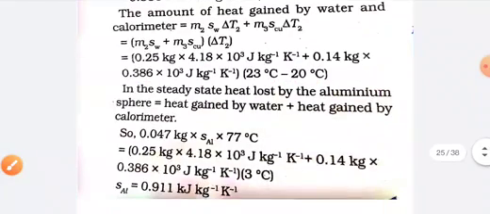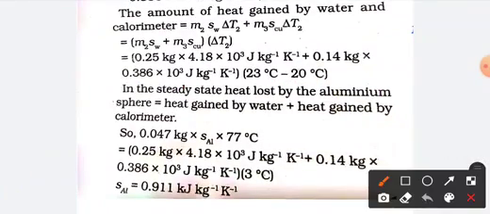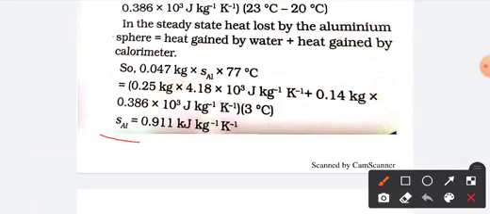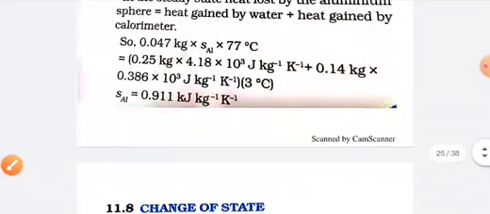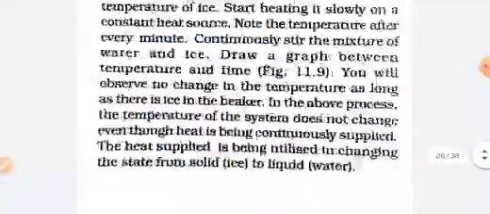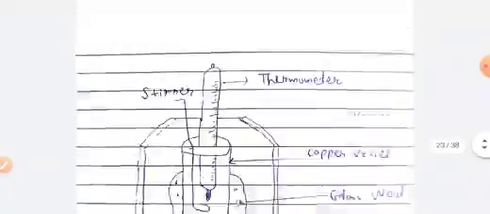And this value will be equal to the heat lost by the aluminium. This will be equal to this complete value, and after solving this we will get the specific heat capacity of aluminium. It is 0.911 in kilojoule. Okay, this was the numerical to understand the concept of the calorimeter.